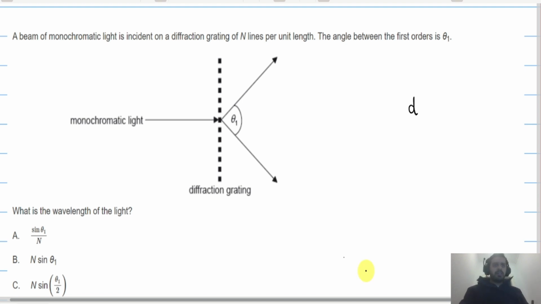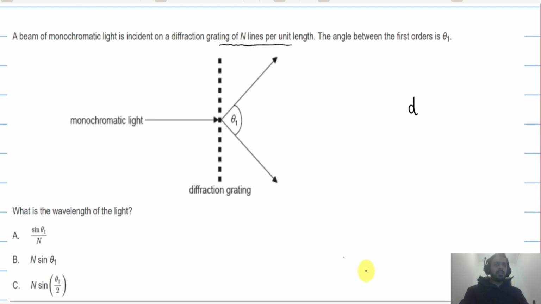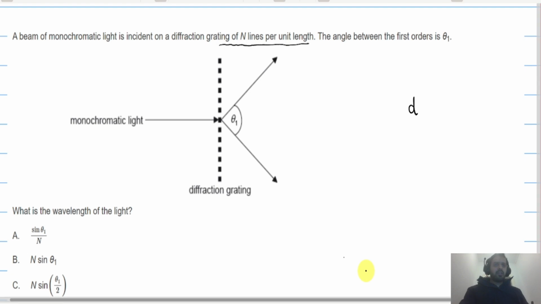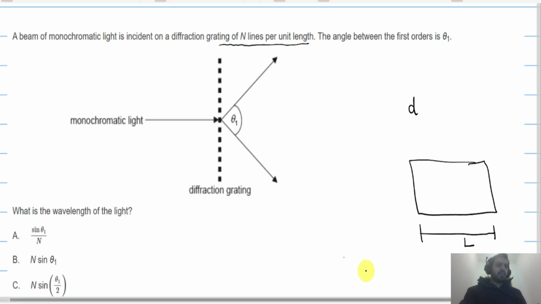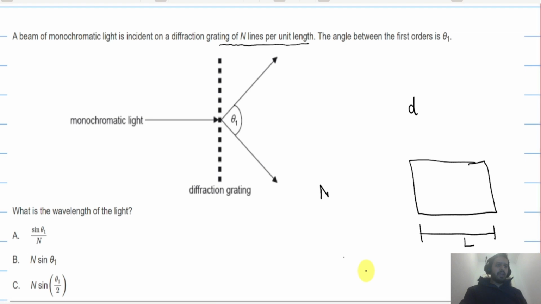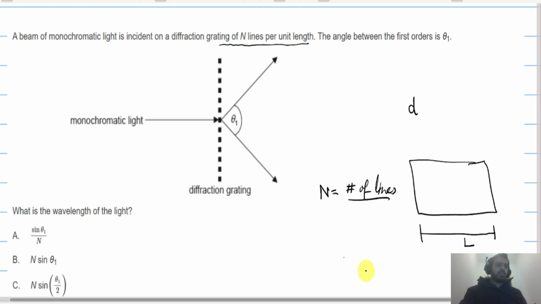What you will be given will be something like this: a diffraction grating of n lines per unit length. So what it means is that if you have a diffraction grating of length L, you will be given the number density, which means n is the number of lines per unit length. Okay, so our goal is to relate n to d. So how do you think d is related to n?